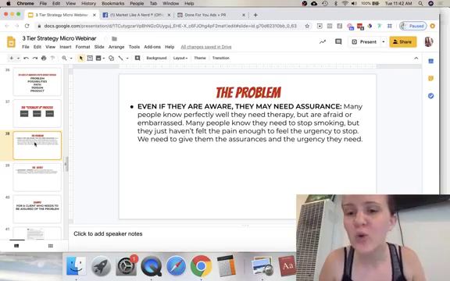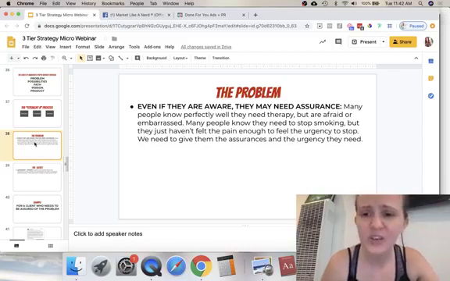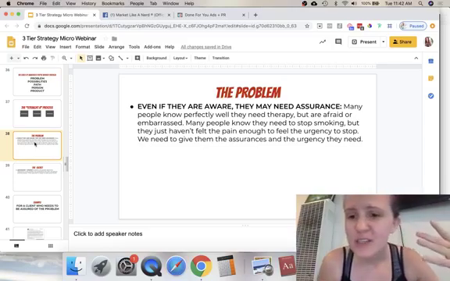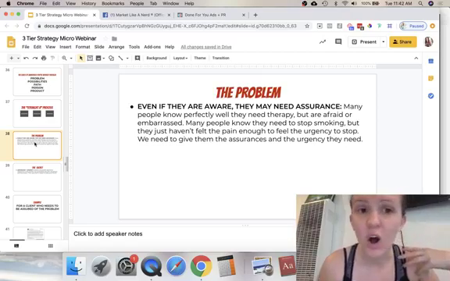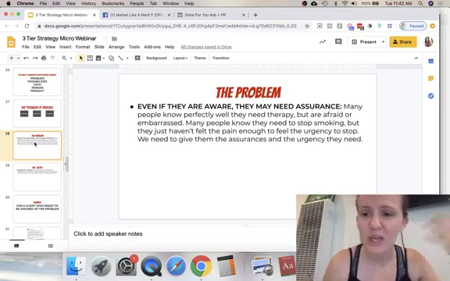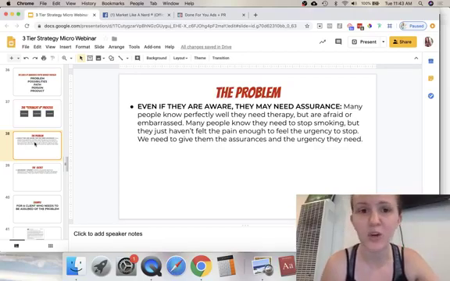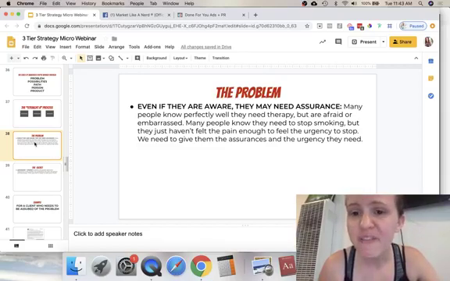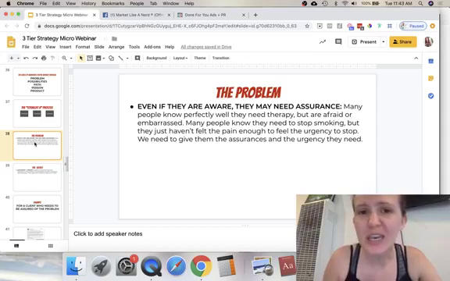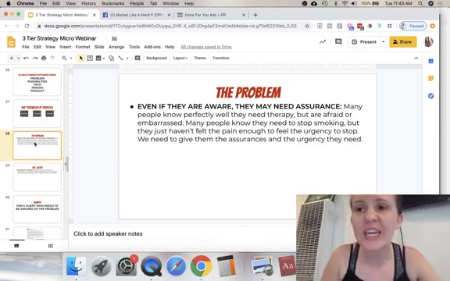There's plenty of people who know they need to stop smoking. They know why they should stop. They know their life is going to be better if they stop smoking. They know all of the options that exist, the people that can help them, and the products they could buy. But they just haven't felt the pain of smoking enough to feel the urgency to stop now versus later. So we need to give them the assurance, and we need to give them the urgency and agitate it, so that we can get them to the point of actually being ready.